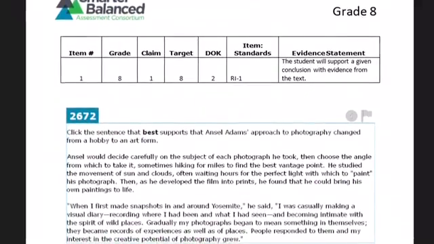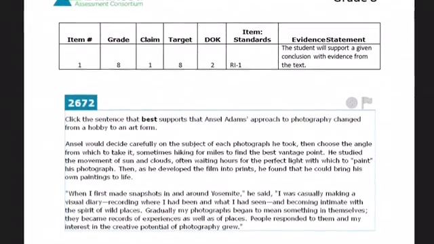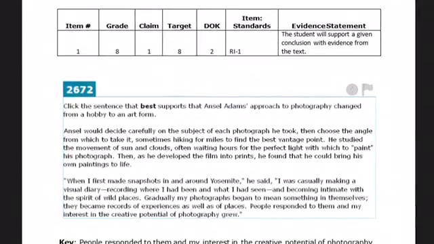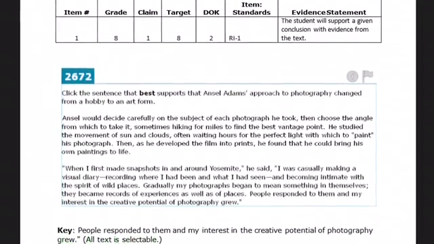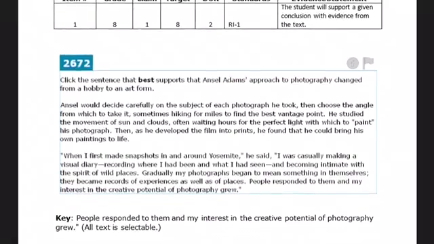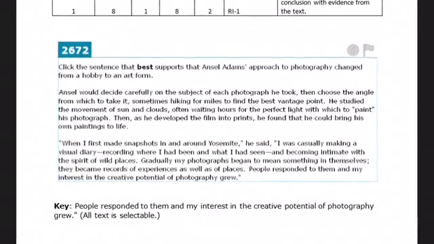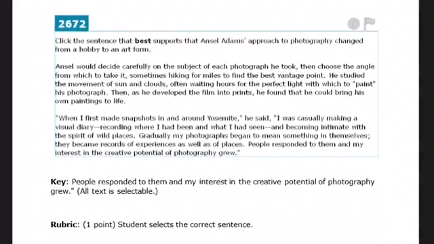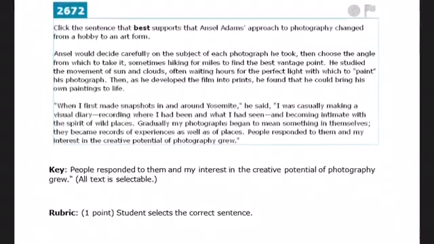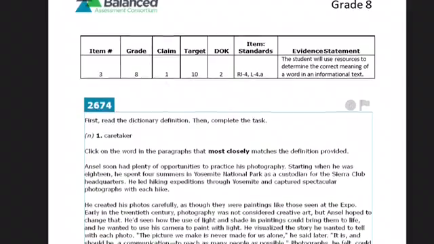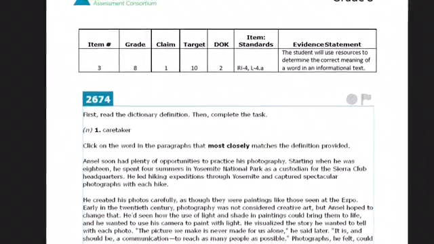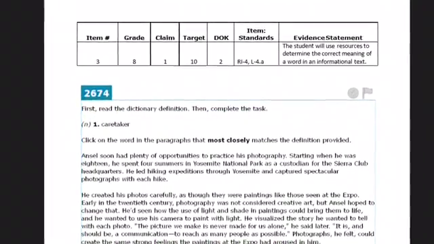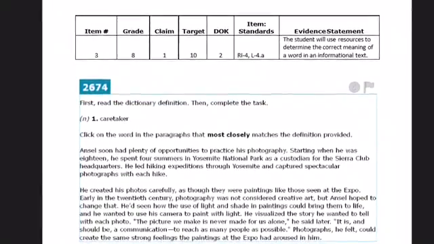At the top of each question page is that table full of key information, and one thing you want to pay attention to is the evidence statement, because that explicitly states what the students are going to be assessed on in the activity. Here's another sample task. In this case, the students are asked to define the word caretaker by using evidence from the text.